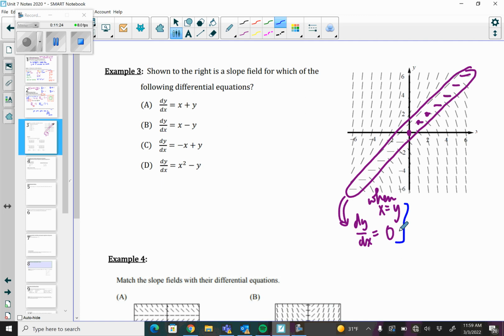So let's see if that can help us, at the very least, cancel out any of these. If x and y are the same, the derivative will be 0. Well, x plus y, if they're the same, that's not 0.